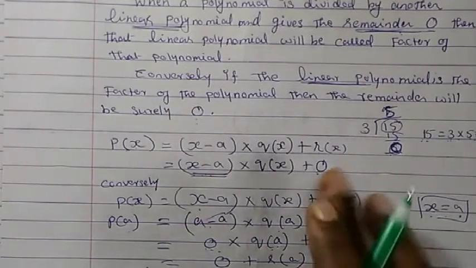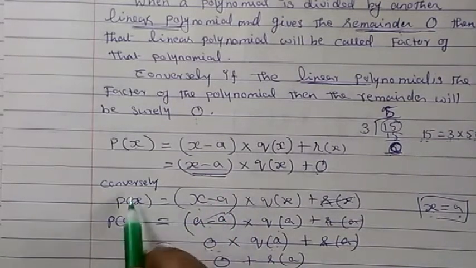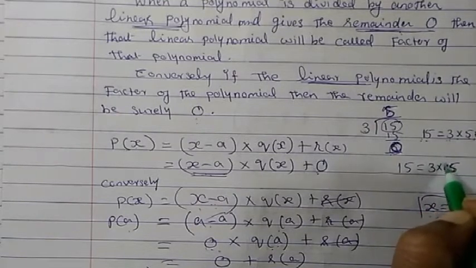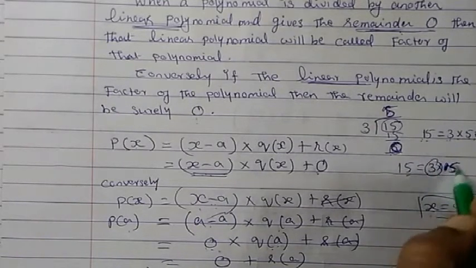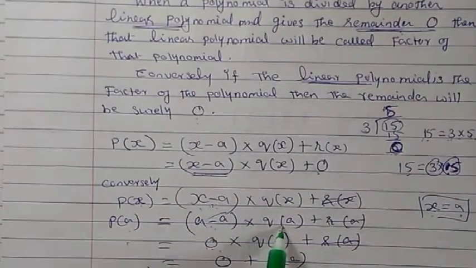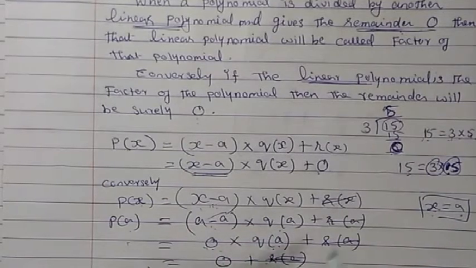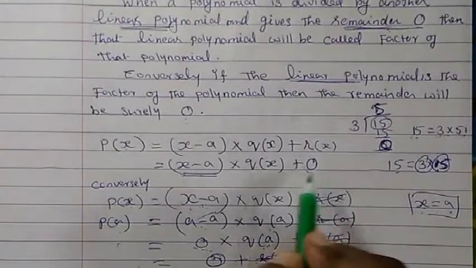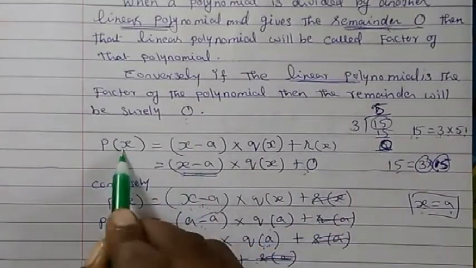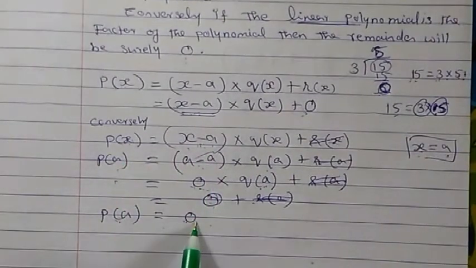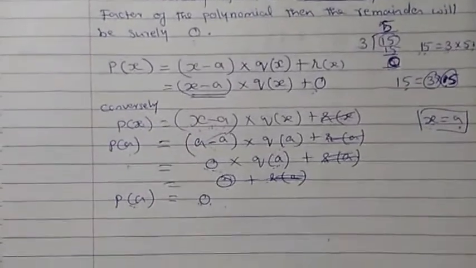So we will not mention the remainder 0 here, because we are saying if this is a factor, so we consider this is a factor. For example, 15 equals 3 into 5. So 3 is a factor of 15, and 5 is also a factor. If this is a factor of P of X, and we put the value of X here, then we get 0 only. So what we are trying to tell you is, if we get remainder 0, then this becomes a factor of P of X. And if we say this is a factor of P of X, then the remainder we will get is 0.